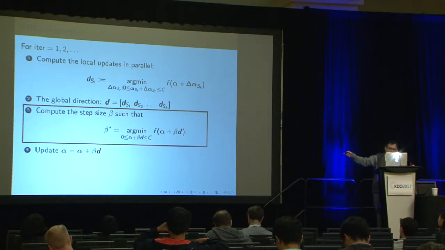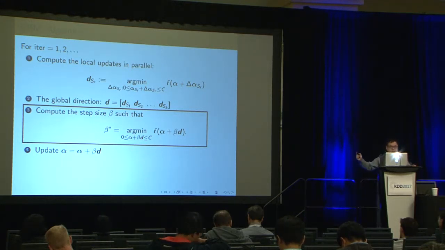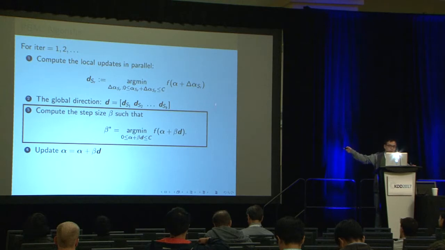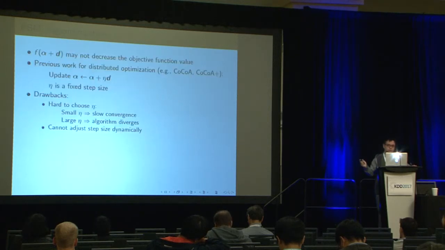Okay, and the second step is very simple. You just gather all the directions to get the global direction. And the third step is the main contribution here. We want to see how to compute the step size beta exactly. So f of alpha plus d may not decrease the objective function value, because in the first step, in the individual independent update stage, everybody is doing the updates for their own variable, but they don't see the updates from other computers. So there might be conflicts between different updates, and this will cause your objective function to even increase.